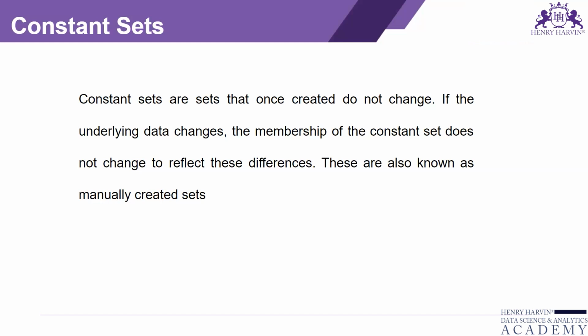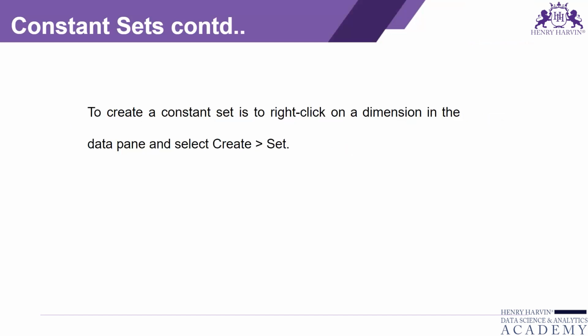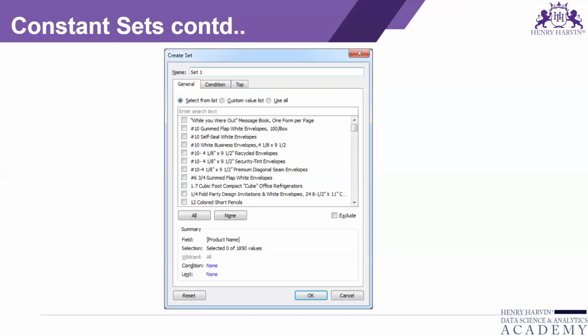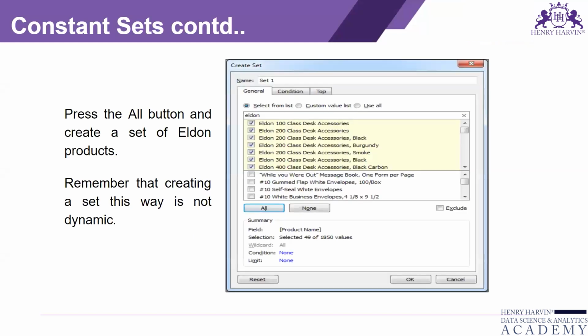So that is what we were talking about, right? If you create a set and you add new members, the set value will not change. That set will not reflect those changes. So that is called a constant set or a manually created set. We can create sets by using click, and we have also seen how to create sets. This part we have seen, and only the condition part is left.